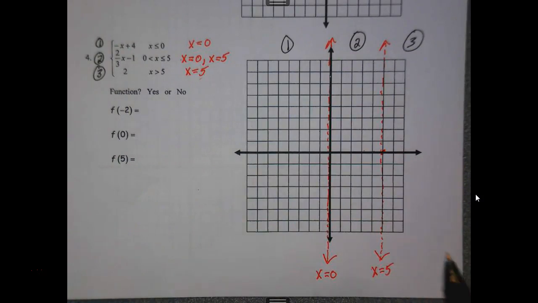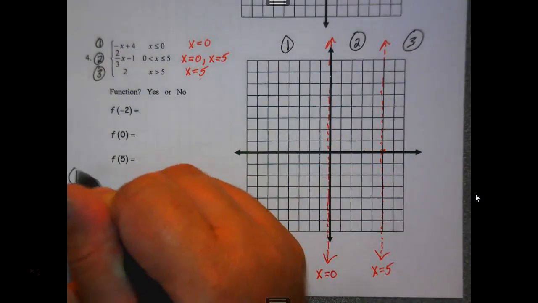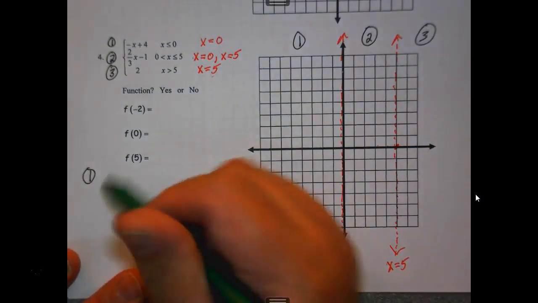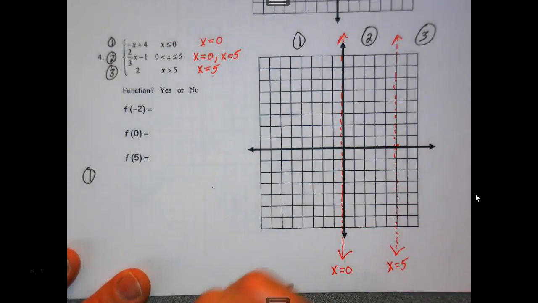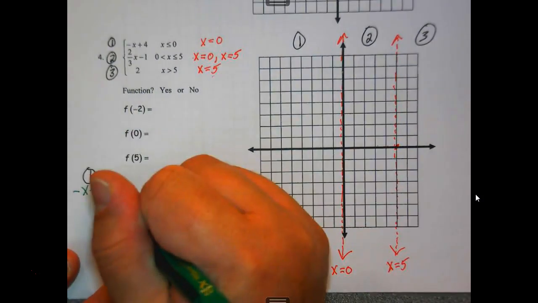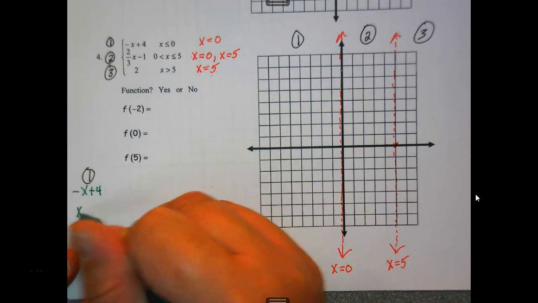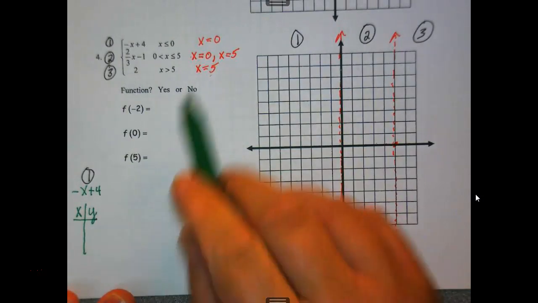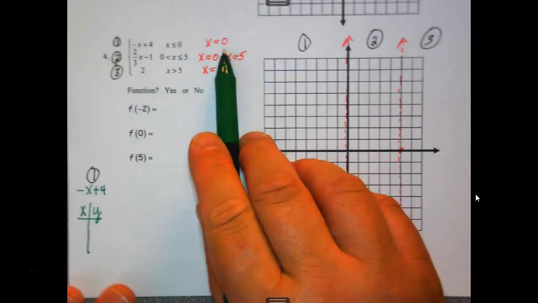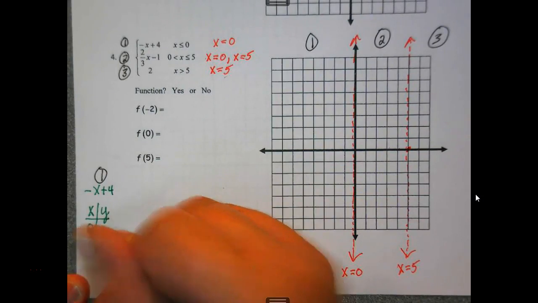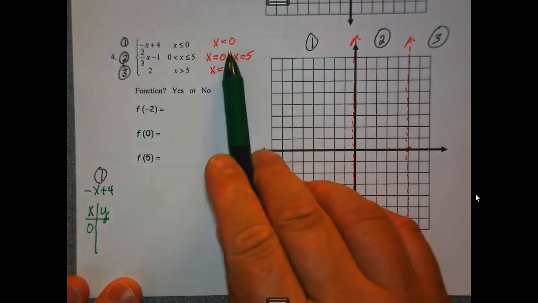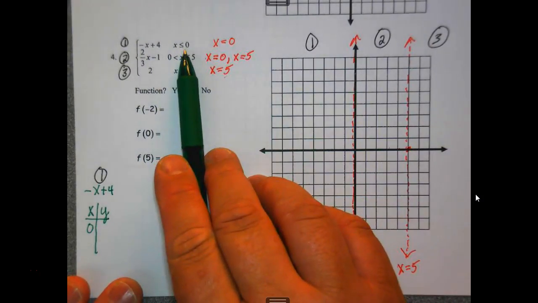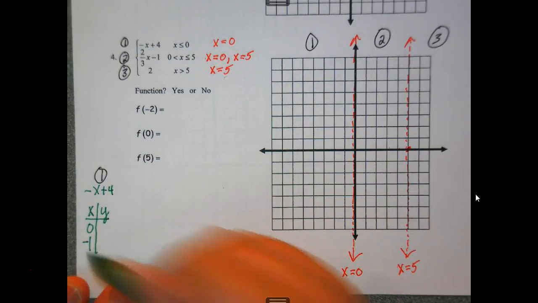So I'm going to need 3 t-charts. T-chart number 1 is for the function negative x plus 4. I need an x and a y. I have to use the x value 0 for the first point. But then the second one I get to choose because there's only one there. It's got to be a number less than 0, so I'm going to choose negative 1.